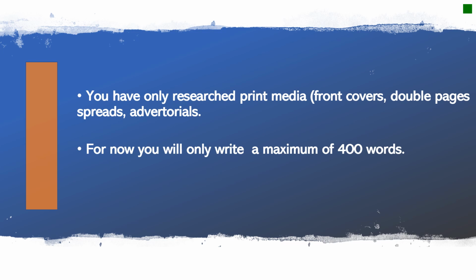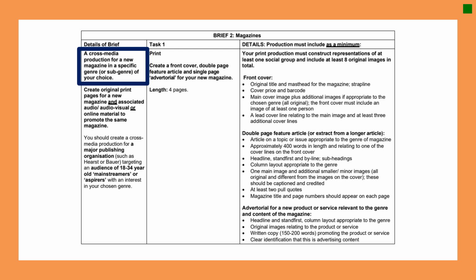However, at this stage we've only researched the print work, which is the front cover, the double page spread and the advertorial, so we're only going to aim to write 400 words for this part of it. When we get on to researching websites, then we can make up the difference and make it up to 500 words. So you have to be very precise with the way you write about this, because it's only a small amount of words really in which you've got to compact and get together all your ideas for the production.